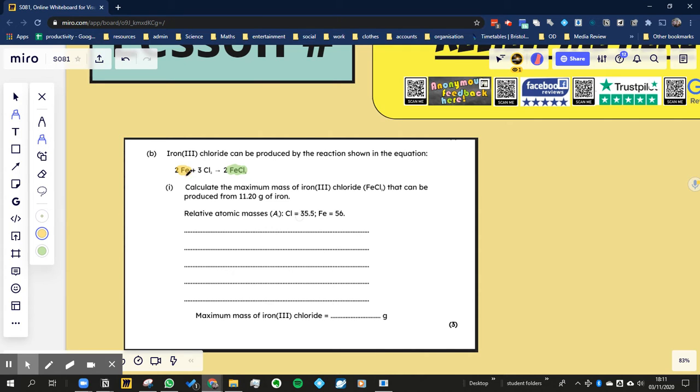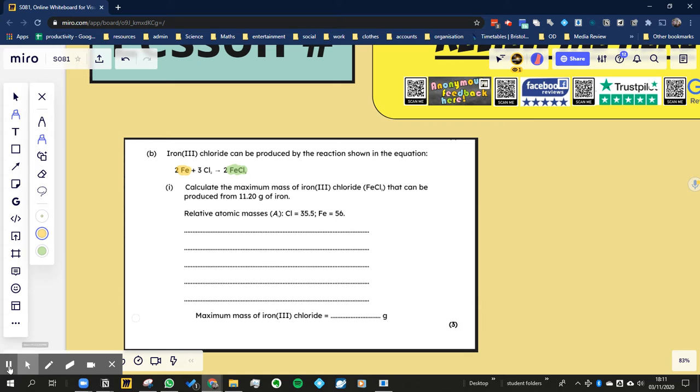Okay, so now we look at the balanced equation, and great news is it's 1-to-1. So for every 2 moles of iron, we're going to get 2 moles of iron chloride. So in terms of moles, the ratio is 1-to-1. All right. If I had 2 moles of iron, I could get 2 moles of iron chloride. Yeah?